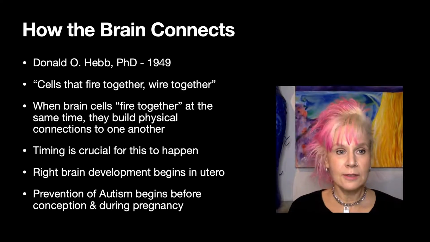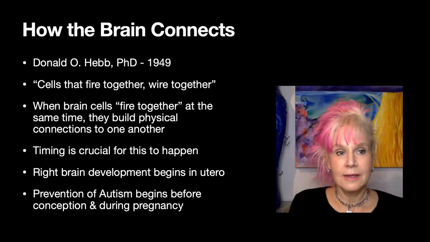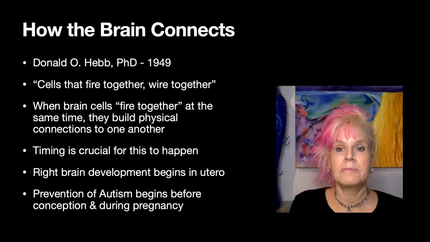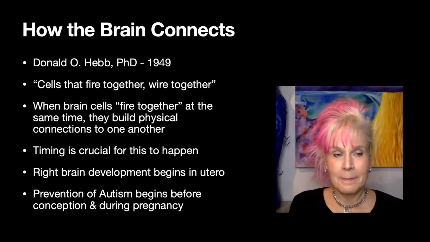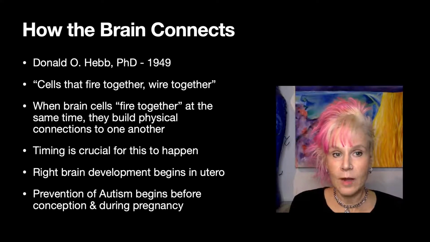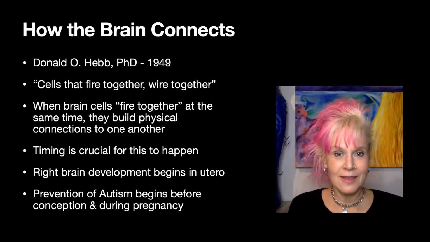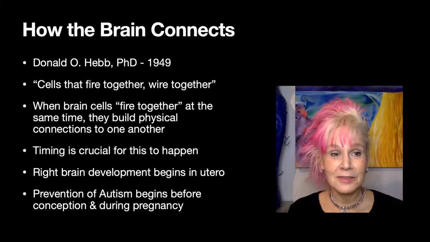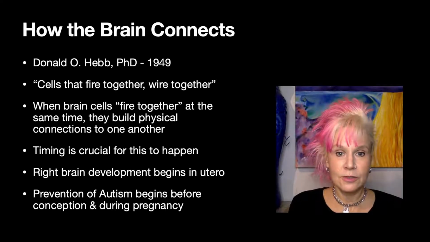All right, so let's talk a little bit about how the brain connects. How does this all occur in the first place? Well, in 1949, neuropsychologist Donald O. Hebb, PhD, concluded that cells that fire together wire together, in particular brain cells, or neurons as they are called. So nerve cells in the brain are called neurons, let's put it this way. When brain cells fire together at the same time, they build a physical connection to one another.